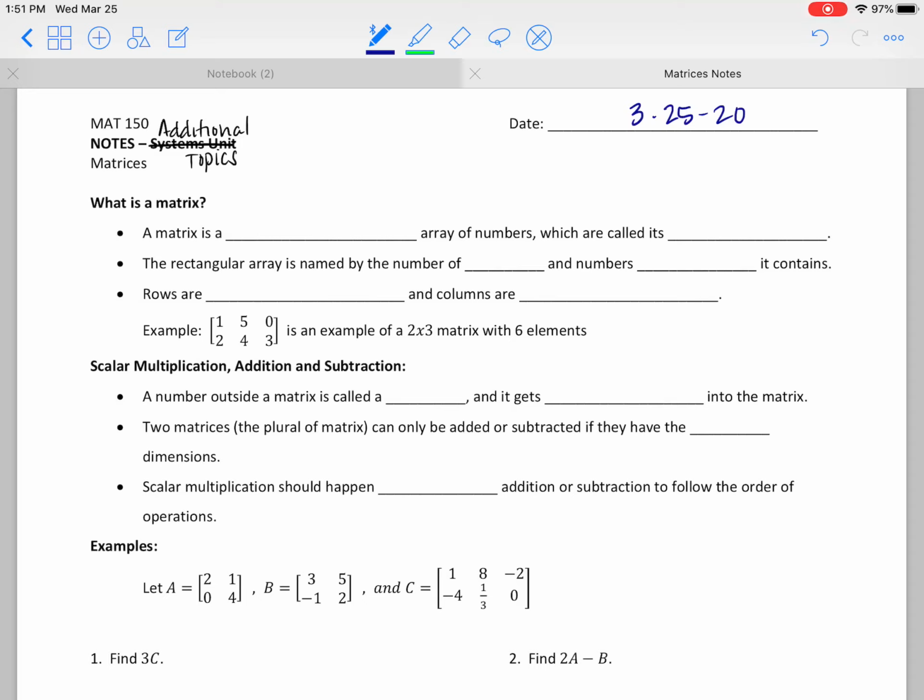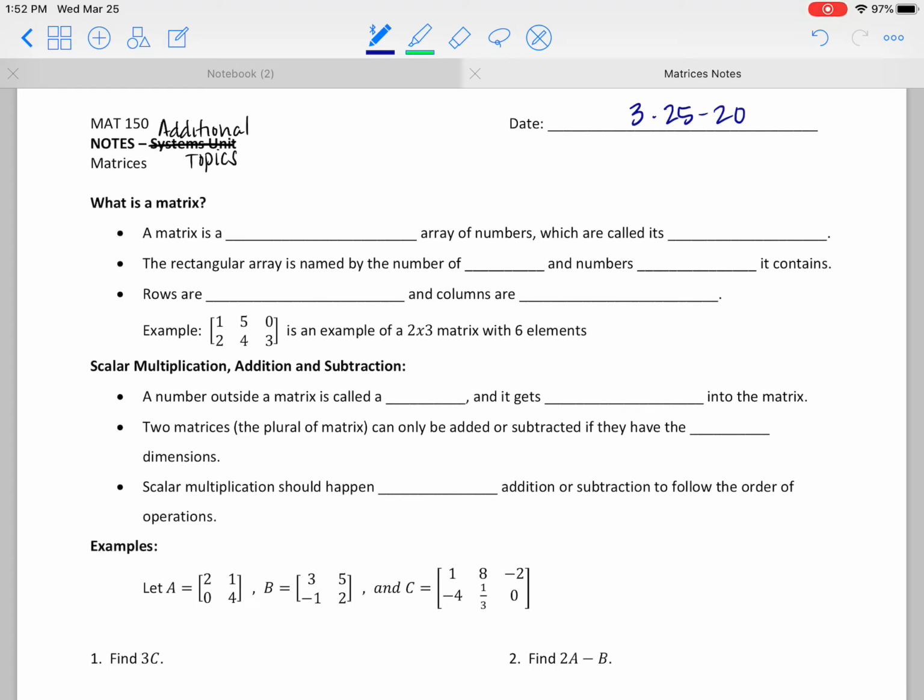Welcome back. Today's topic, we're going to be looking at matrices. That's the plural of the word matrix. It's going to seem a little disjoint from the systems that we've been working on for a couple of days, but hopefully tomorrow I'll be able to show you the connection between the two. Now, keep in mind this is a unit of additional topics, so there will be some disjoint concepts that we're going to look at, but the first few sections here are definitely related.